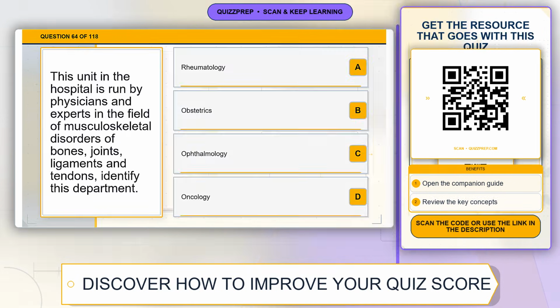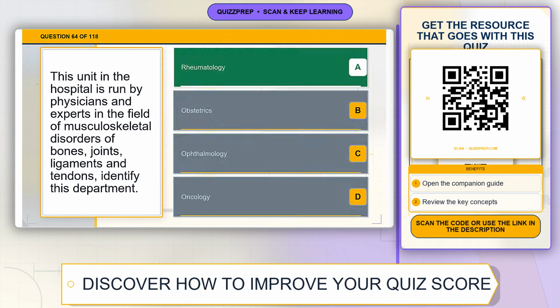Question 64. This unit in the hospital is run by physicians and experts in the field of musculoskeletal disorders of bones, joints, ligaments and tendons. Identify this department. Option A, rheumatology. Option B, obstetrics. Option C, ophthalmology. Option D, oncology. The correct answer is option A, rheumatology.